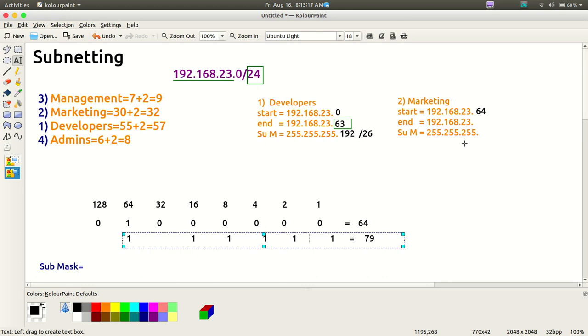Okay, the moment I do this, I add 1 over here. Let me do a little alignment of this. So now I'll be ending on 95. If you do the calculation, 64 plus 16, 80. 80 plus 8, 88. 88 plus 4, 92. 92 plus 2, 94. And 1, 95. You're starting at 64, ending on 95.